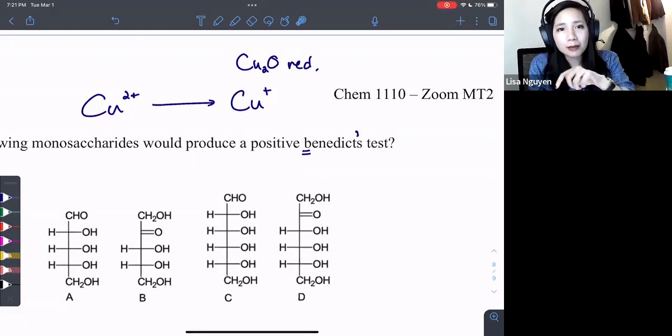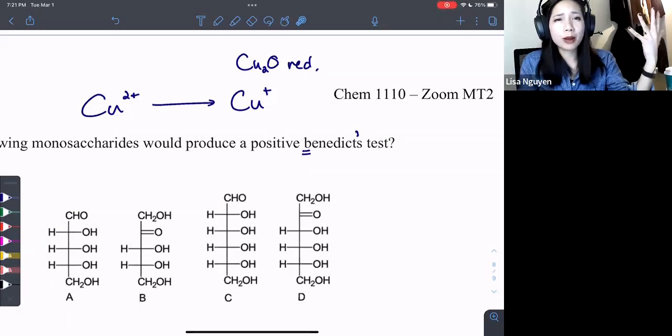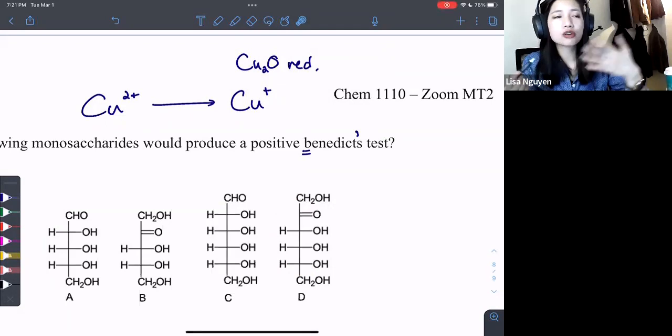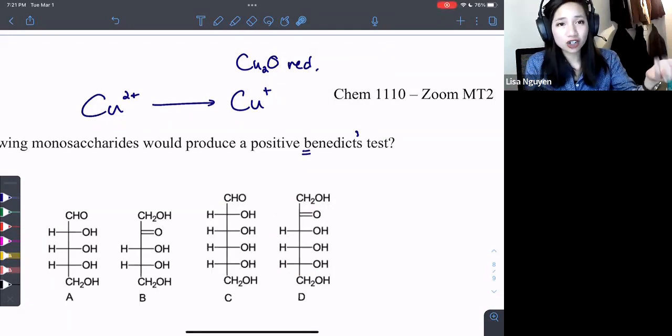This only happens when we introduce what's called a reducing sugar, meaning that the sugar is acting as a reducing agent. The sugar is actually being oxidized in that process. If we remember our oxidation-reduction ideas, if copper is being reduced, then the other reactant, the sugar, is being oxidized. So therefore, the sugar is a reducing agent.